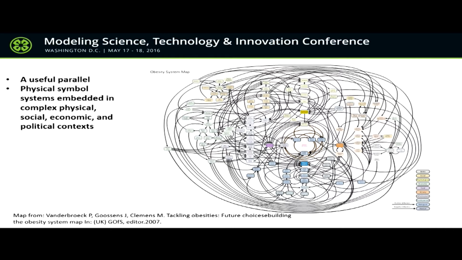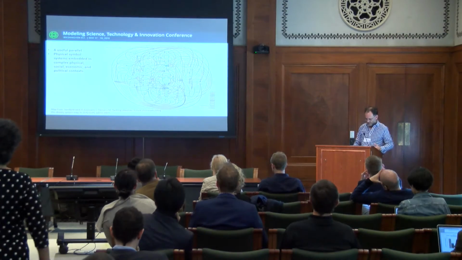This is the final point. This is the foresight map. Has anybody seen this? This is about obesity. In the middle is actually people and how people operate in physical, social, economic, and political contexts. It's a large system itself. This is a way to think about innovation. This is a parallel. If you put physical symbol systems in the production of novelty in contexts like social, economic, and political contexts, that's a way we can think about modeling innovation. Thank you.